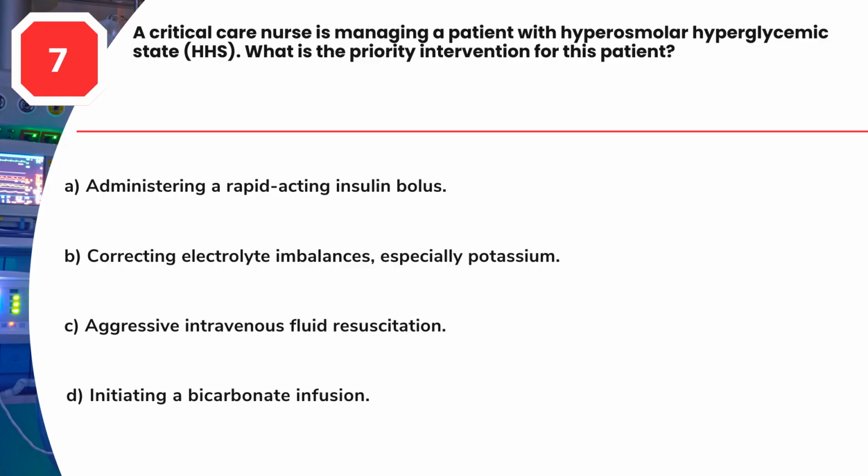Question 7. A critical care nurse is managing a patient with hyperosmolar hyperglycemic state, HHS. What is the priority intervention for this patient? A. Administering a rapid-acting insulin bolus. B. Correcting electrolyte imbalances, especially potassium. C. Aggressive intravenous fluid resuscitation. D. Initiating a bicarbonate infusion.